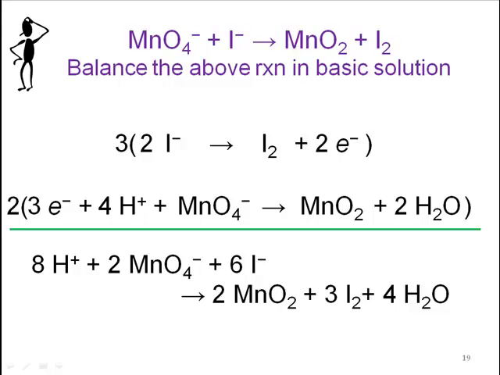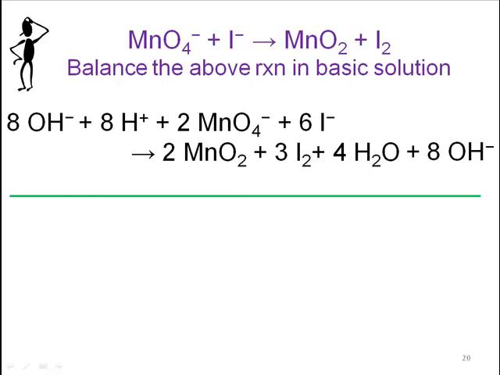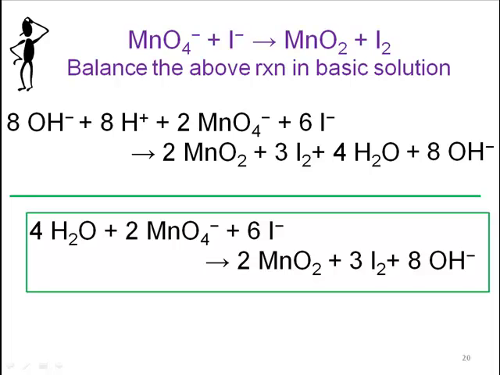What do we have to do now to make it a basic solution? Add OHs. How many OHs? 8 to both sides. So we add 8 to both sides. The 8 OHs and 8 H's cancel out. We're left with 8 OHs on this side. 8 and 8 give us 8 waters. We have 4 waters on this side, so they cancel out. And that's why we're left with 4 waters at the end. 2 MnO4s, 6 I's, 2 MnO2s, 3 I2s, and 8 OHs.